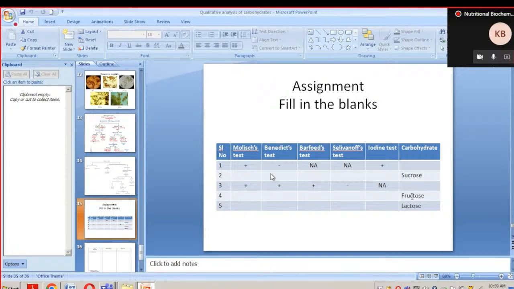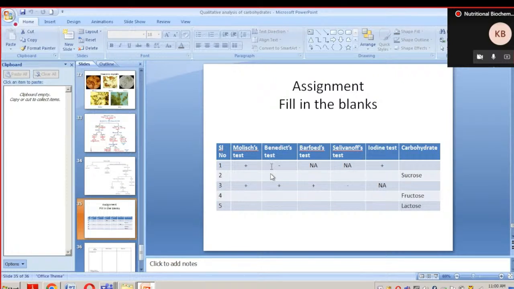Now for fructose, tell me, Molisch will be positive or negative? Positive, ma'am. Good. Benedict's, positive. Barfoed's, positive, because it's a monosaccharide. Seliwanoff's, positive, because it's a ketose.